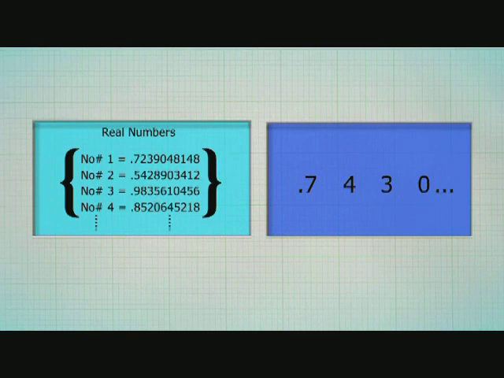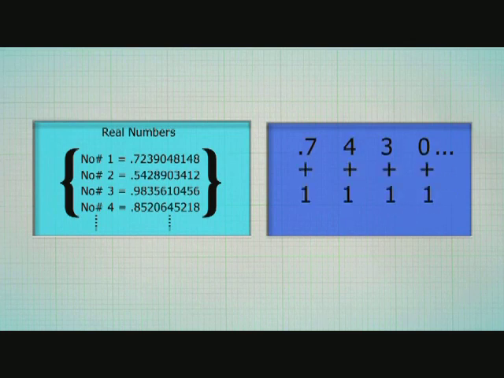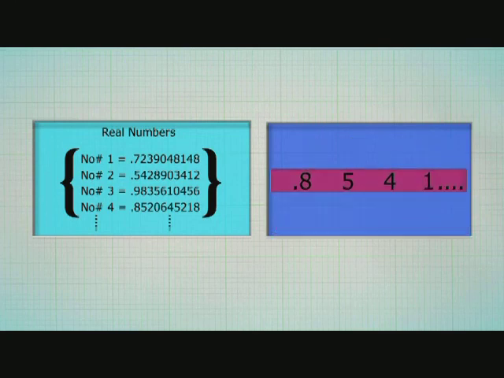So the number that we will come up with is 0.7430 and so on, because we'll keep proceeding in the same line. Now I'm going to change this number. For the purpose of argument, I will just increase every digit in this number by 1. So I will get 0.8541 and so on. Now this number which I have just created will not correspond to any number on my list. How do I know that?